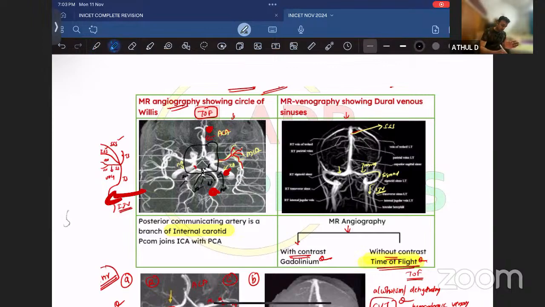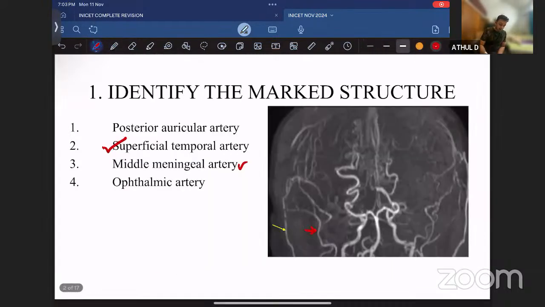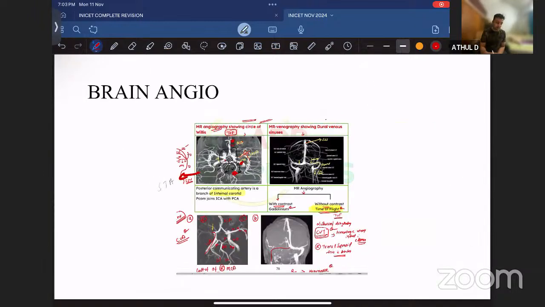So this was the question. Every year, the AIIMS people will come up with something new. So this time they asked about the superficial temporal artery. So remember, if they ask about the outermost vessel, then it is the superficial temporal artery. And if the arrow was here, then it would be the middle meningeal artery. This will be the ICA, this will be the basilar, and this will be like that, the internal vessels. But this time they asked about the external carotid circulation.